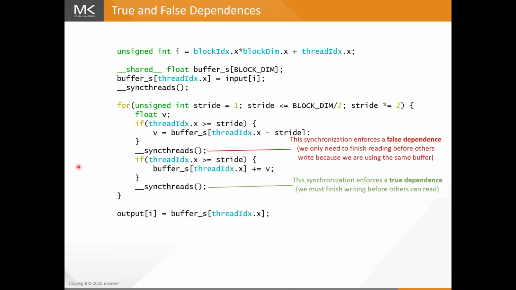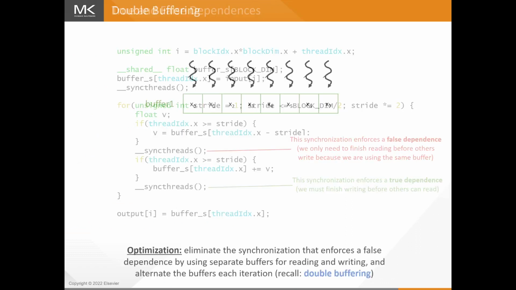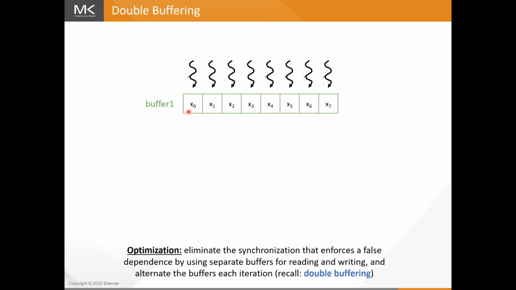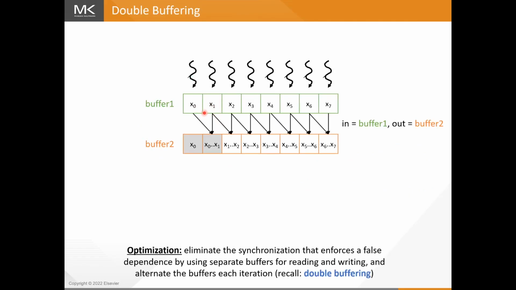How can we get rid of this false dependence? Add a buffer. Right, we can use two different buffers, one for the inputs into the iteration and another buffer for the outputs of that iteration. And that will look like this. So what we will do is have two buffers. We're going to load our input to buffer one. In the first iteration, we are going to execute that iteration and put the result in buffer two. Now, one thing to note is that when we do this, the first thread is no longer completely inactive. The first thread actually does have a role to play. It needs to copy this value into buffer two.